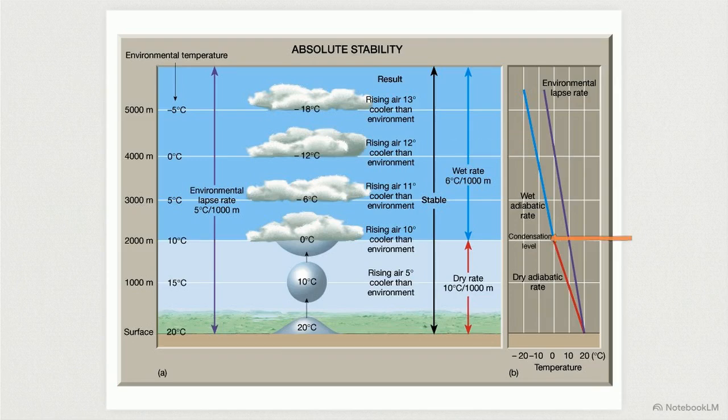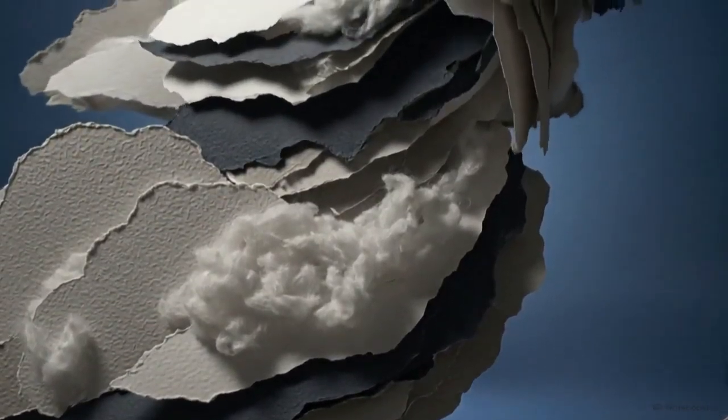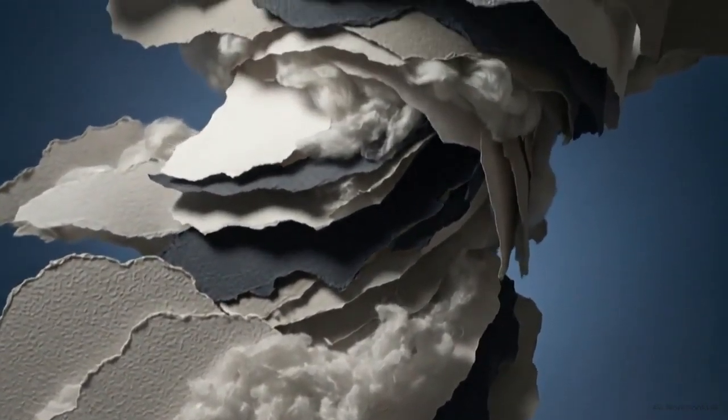The release of latent heat visibly changes the trajectory of the temperature. This internal heat engine provides the buoyancy for saturated air to punch high into the atmosphere, creating towering storm clouds that drive our planet's weather.